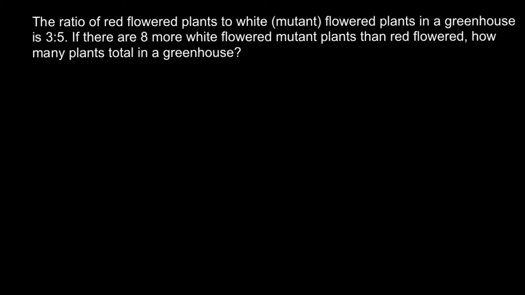So today's problem is: the ratio of red flowered plants to white mutant flowered plants in a greenhouse is 3 to 5. If there are 8 more white flowered mutant plants than red flowered, how many plants are there in total in the greenhouse? As usual, I recommend you pause the video here, try to solve this problem on your own first, and when you are ready you can run the video again and compare your answer with my answer and explanation.